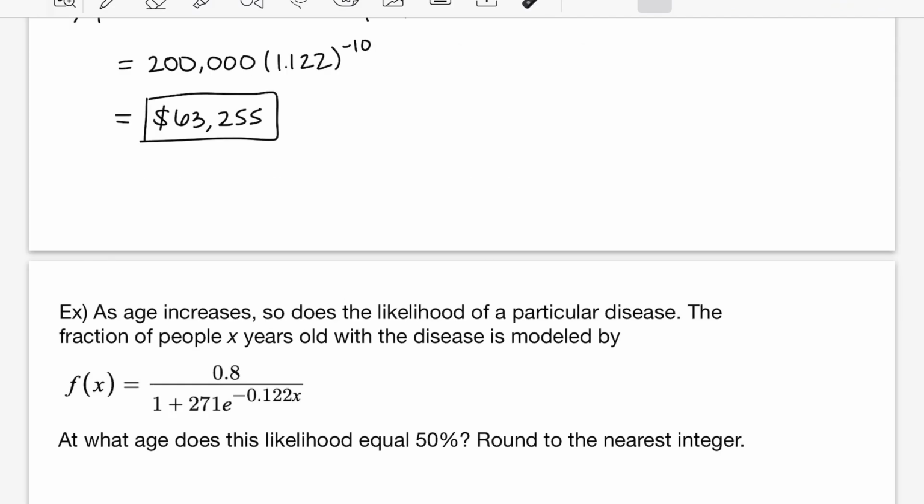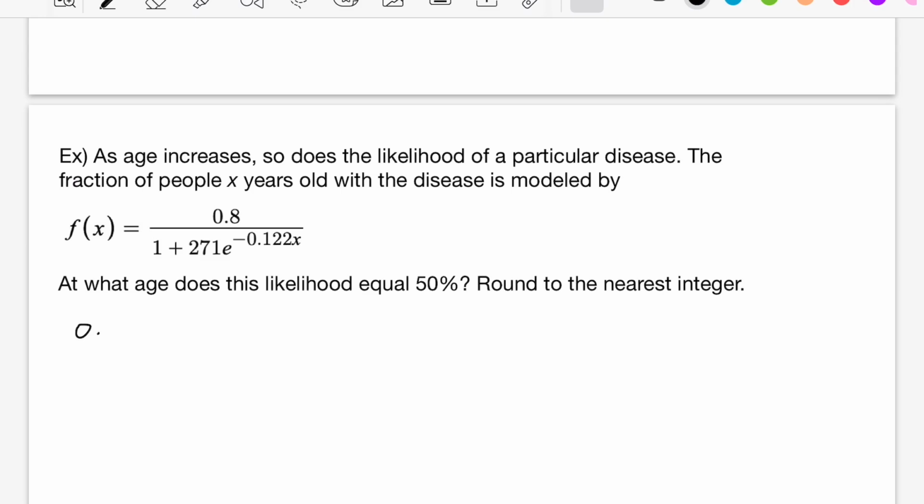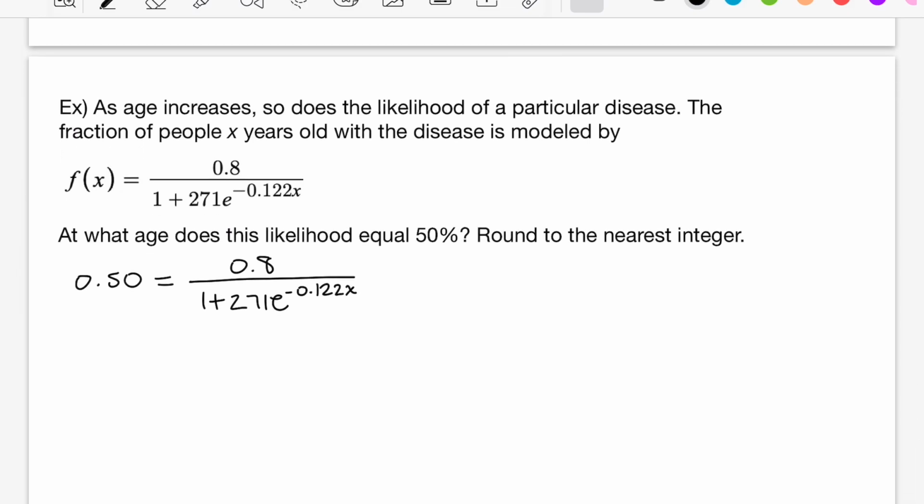We're told that as age increases, so does the likelihood of a particular disease. The fraction of people x years old with the disease is modeled by this function here. We want to figure out at what age does this likelihood equal 50%. Okay, so this tells us that f of x is going to be equal to 50, and then we want to solve for x here to determine the age. So plugging this into our function here, we'll get this here. And then we want to solve for x.